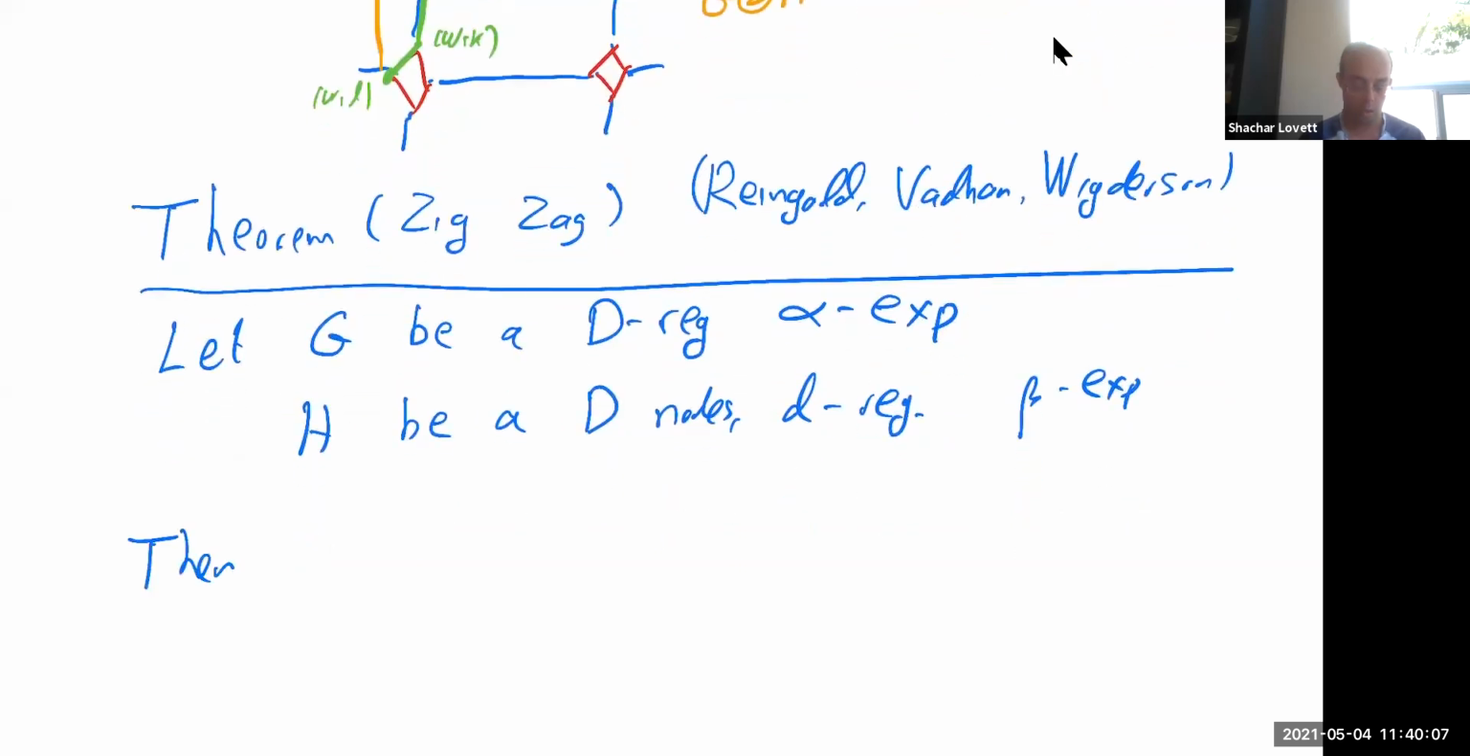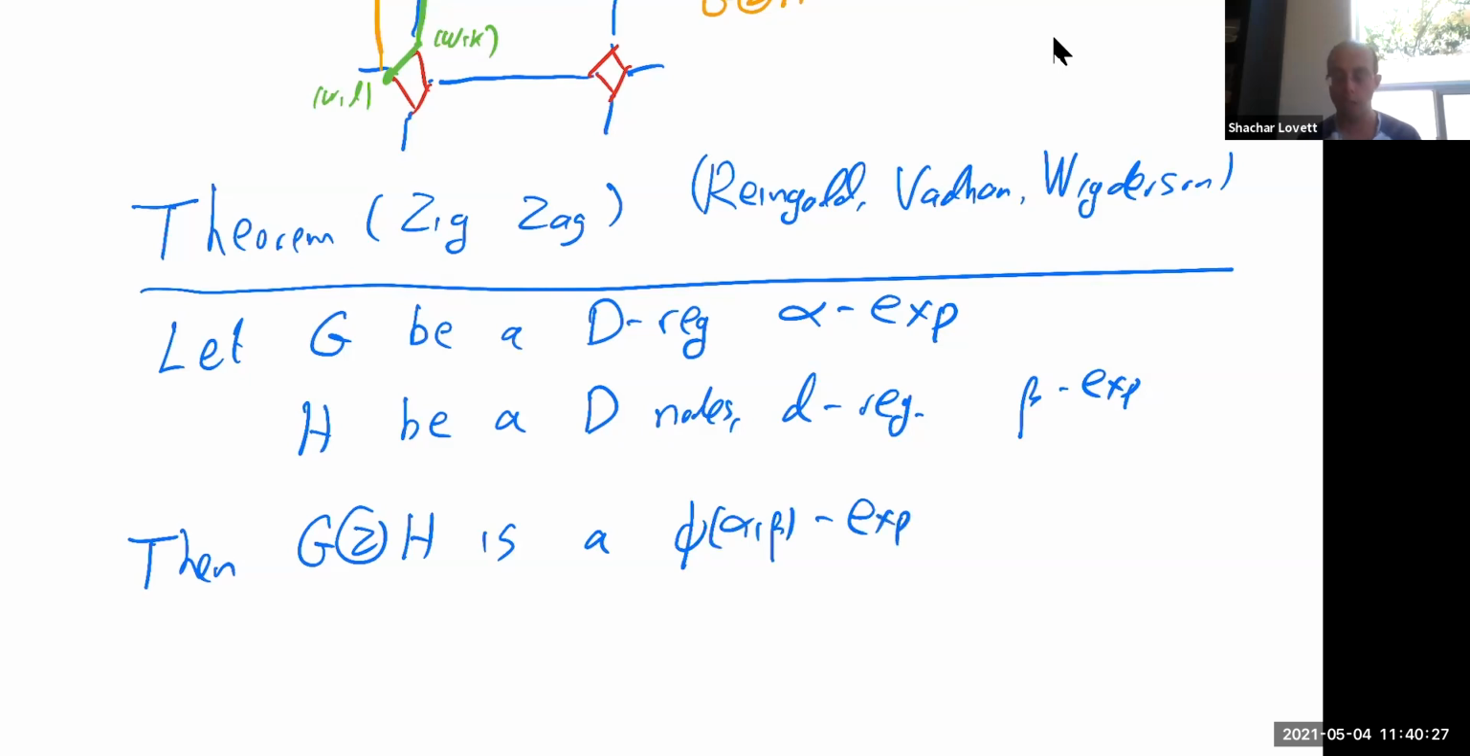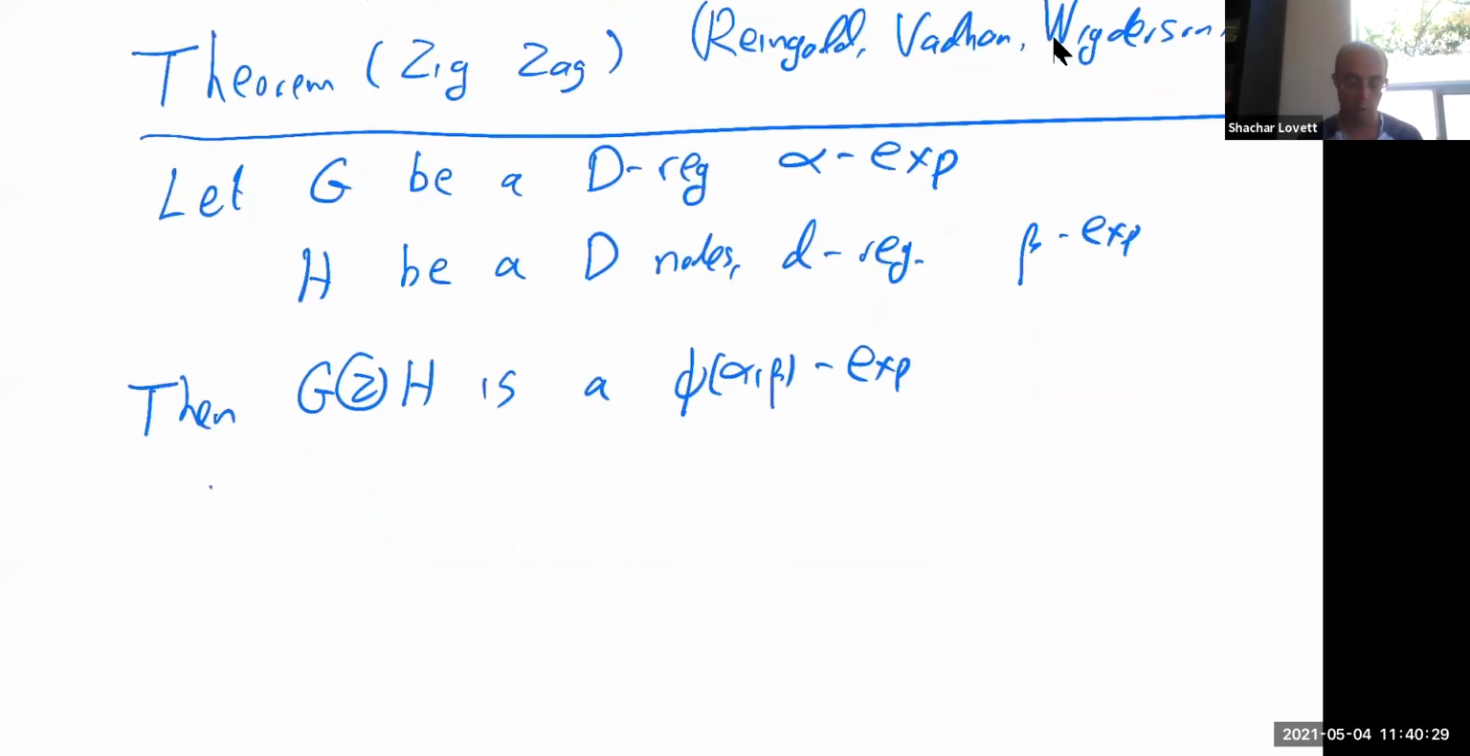Then the zigzag product of G and H is also an expander. Let's call this phi alpha beta. So it just depends on the expansion of G and H, and we'll prove various things about it. For example, phi alpha beta is at most alpha plus beta.